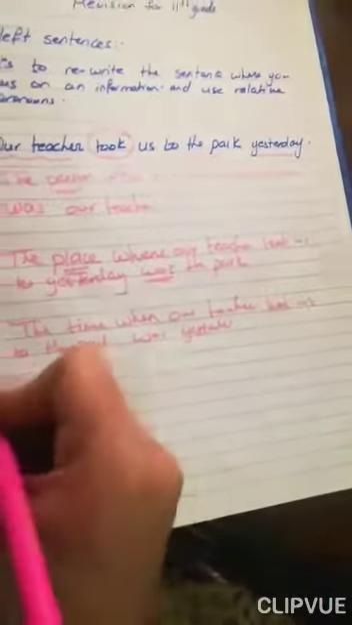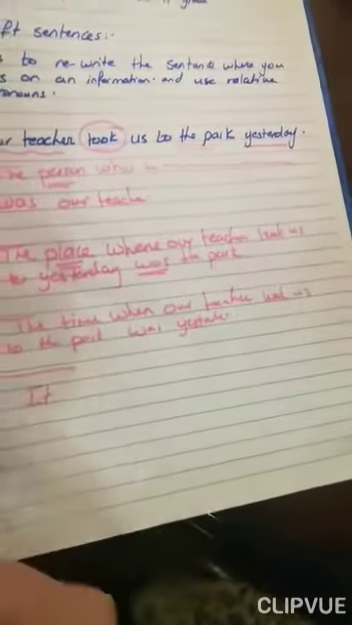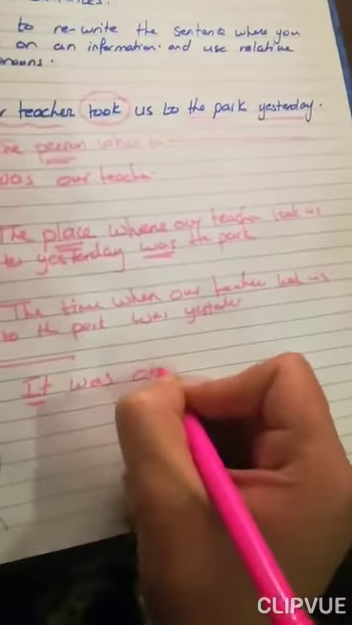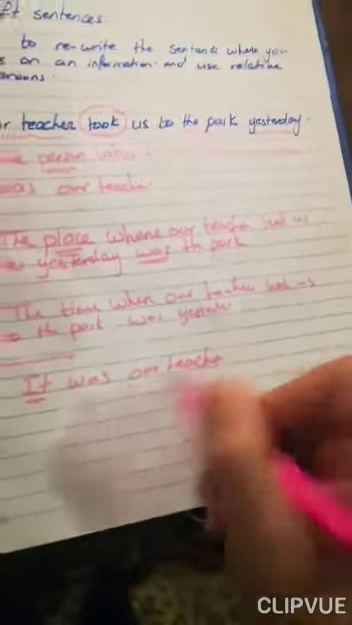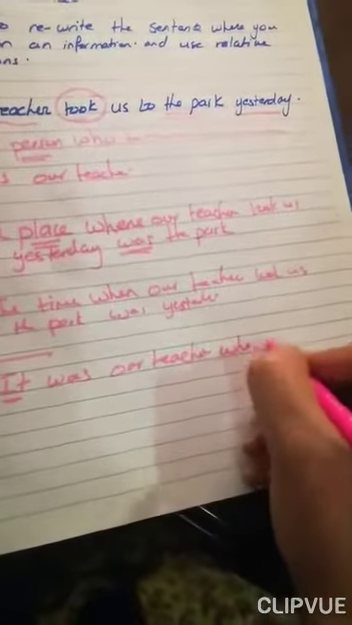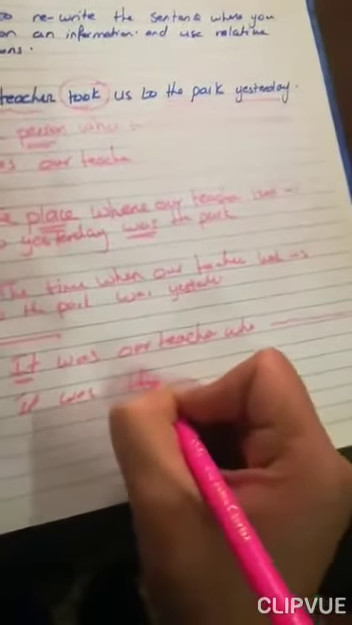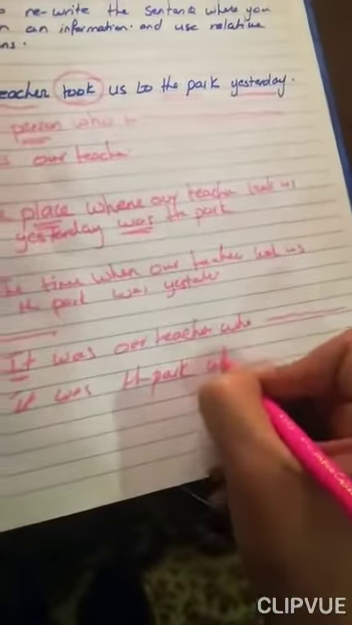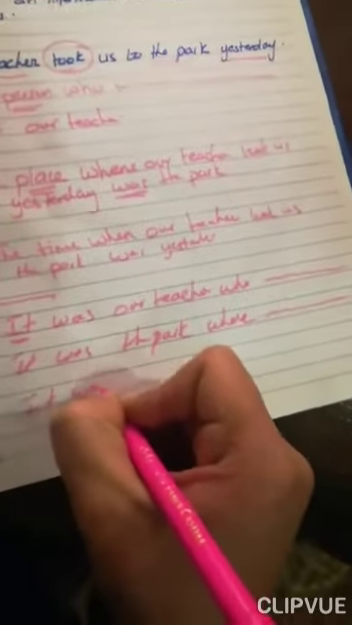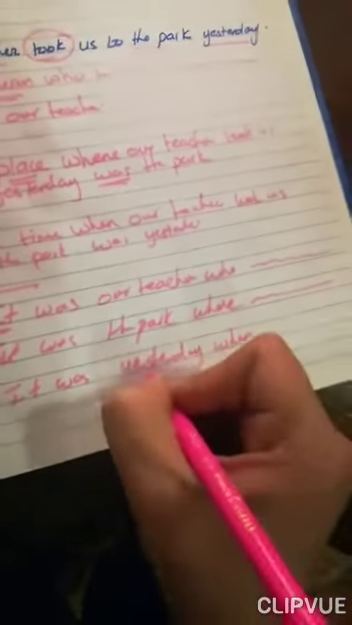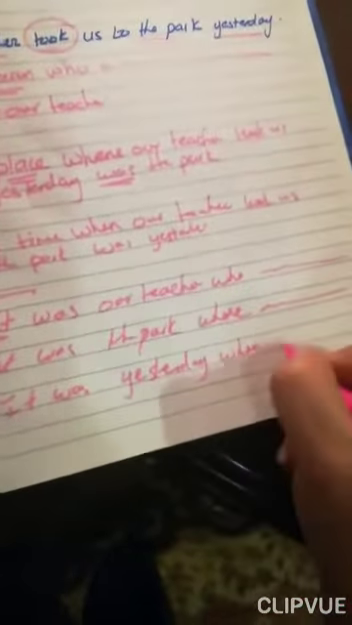There's also another way to rewrite the sentence where you begin with it. If I tell you to focus on our teacher, so you say it was our teacher. You must use a relative pronoun. It was our teacher who took us to the park yesterday. Then it was the park where our teacher took us yesterday. Then it was yesterday when our teacher took us to the park. This is the clipped sentence.